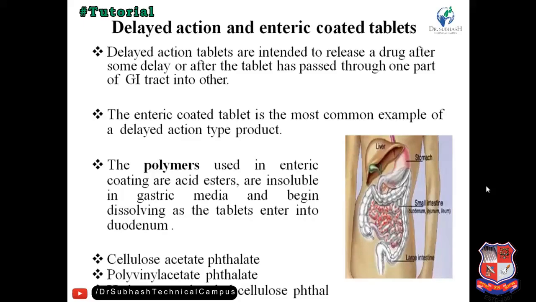The enteric coated tablet is the most common example of the delayed action type product. Polymers used in enteric coating are acid esters that are insoluble in gastric media and begin dissolving when the tablet enters the duodenum. Various polymers are used for enteric coated tablet preparation, such as cellulose acetate phthalate, polyvinyl acetate phthalate, and hydroxypropyl methyl cellulose phthalate, various cellulose derivatives.